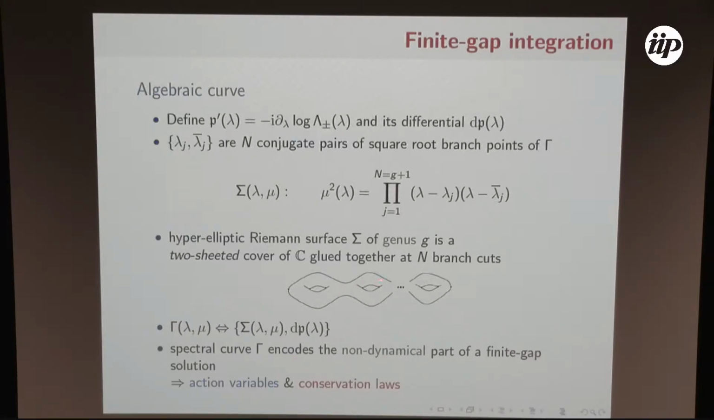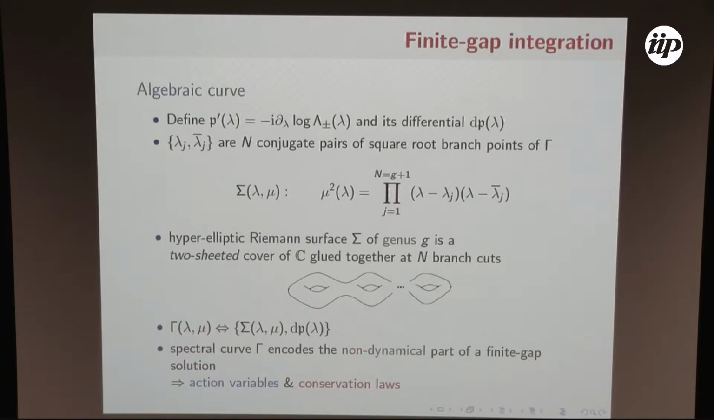Now what is nice is that if you have a Riemann surface of genus G, what this tells you is that you are describing a solution of finite complexity, in the sense that it will have only G modes present in the system. So it's a bit like a Fourier transform, where you can study a solution which has finitely many Fourier coefficients.